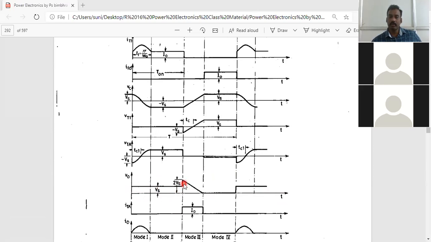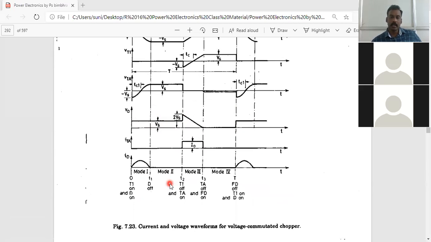Again you will have the voltage becoming 0 as the main device is turned off here. Again you will have a magnitude of Vs. The average of this value is going to be V naught. Then you have IT, the auxiliary device current provided by this auxiliary device. All this is divided into 4 modes: mode 1, mode 2, mode 3, and mode 4.